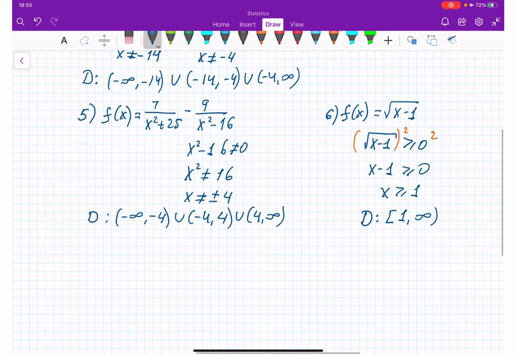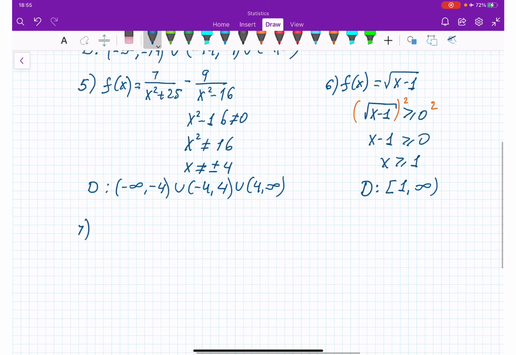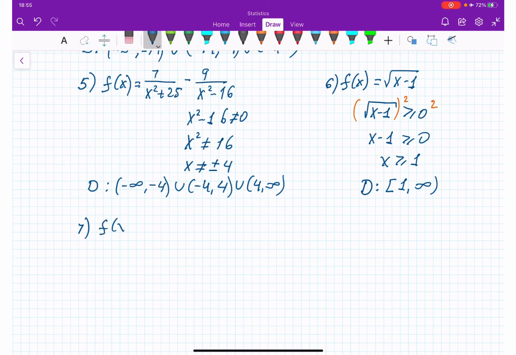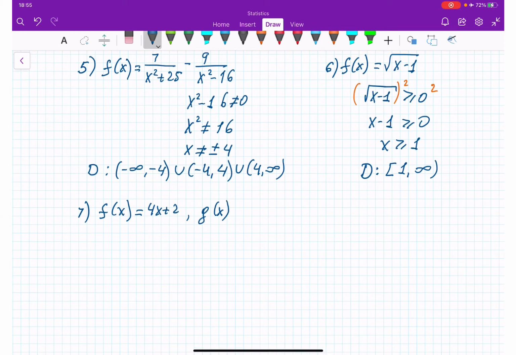Moving to question number 7. Here we are going to work with algebra over functions. We are going to do algebra over functions. Okay, question number 7. So we have f of x is equal to 4x plus 2. g of x is equal to x plus 5. So what do we need to find out?